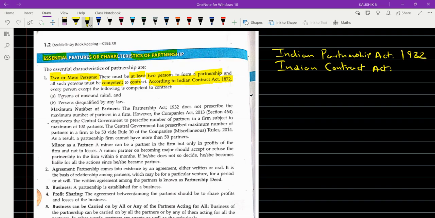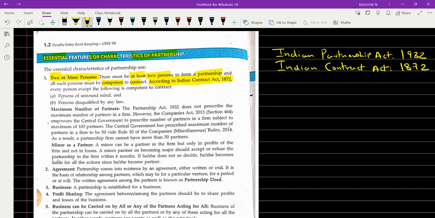What is the year given here? 1872. Please have a clear-cut understanding. There are some years and some sections even in accounting. You have to be very strong and very clear on these years and acts. The Indian Partnership Act governs the partnership business, and the Indian Contract Act governs the contracts and agreements that take place. Why have these two acts? One is for the business purpose, the other is for execution of the contracts.